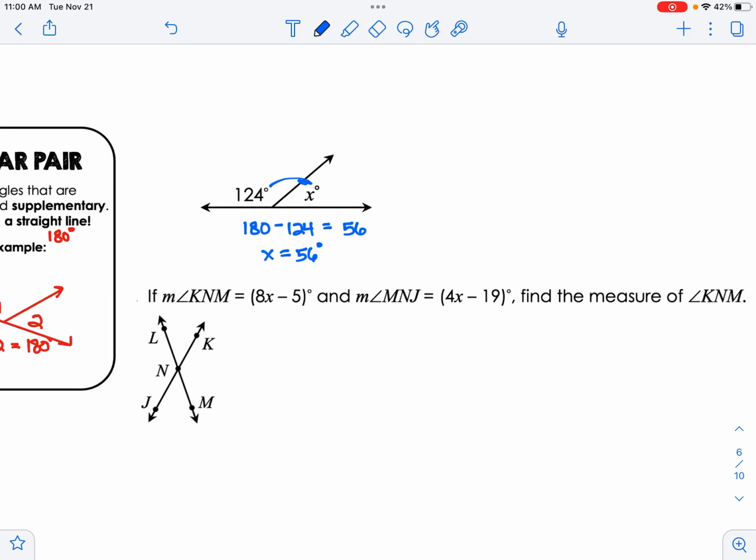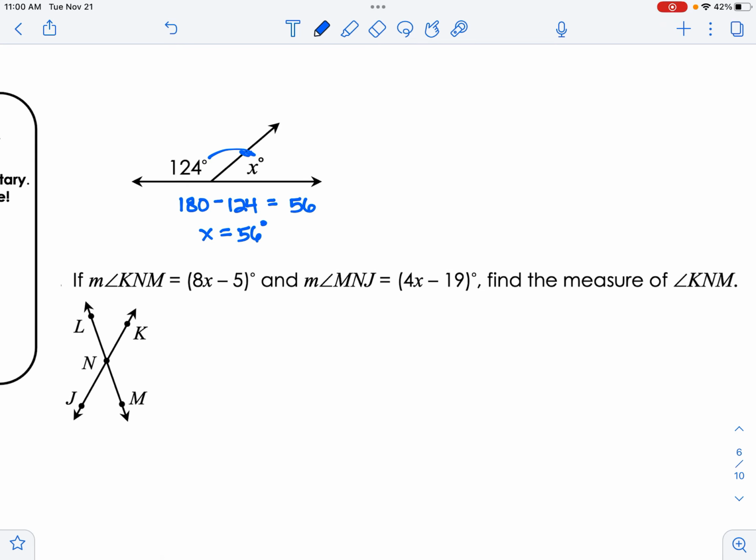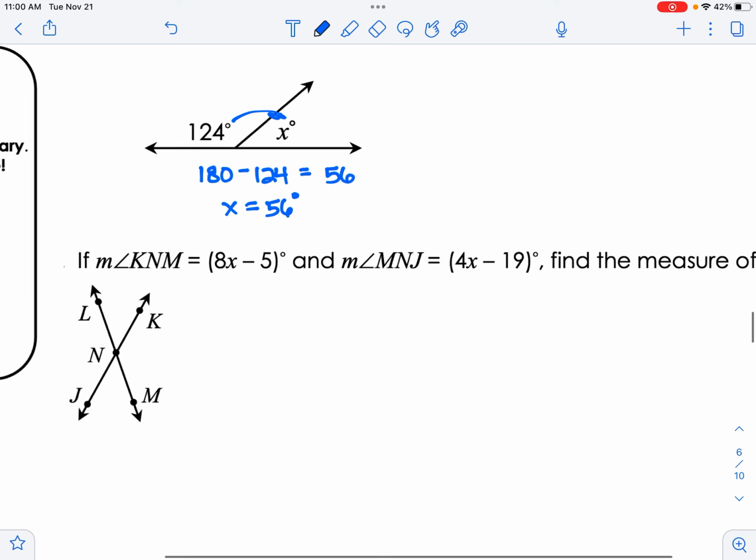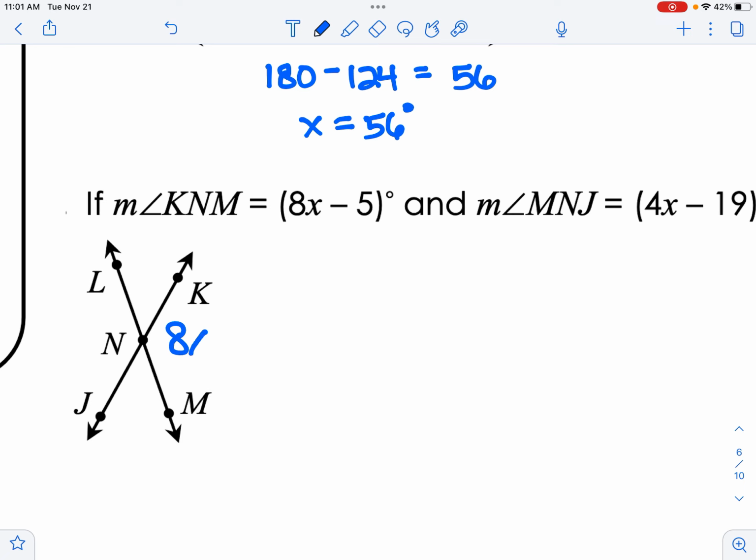Okay, so again, looking at this picture and this diagram here in algebra, right? If I have the measure of KNM, so this angle, if that is 8x minus 5, I'm going to write that in there, 8x minus 5, and MJ is 4x minus 19. So in here, this is 4x minus 19. Now, because those two angles, you can see these two angles right there, add up to be a straight line, they form this straight line, I know that those two added together have to equal 180. So that's how I want to set this up.